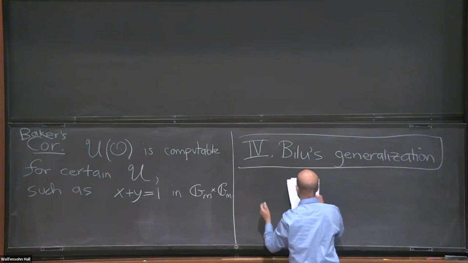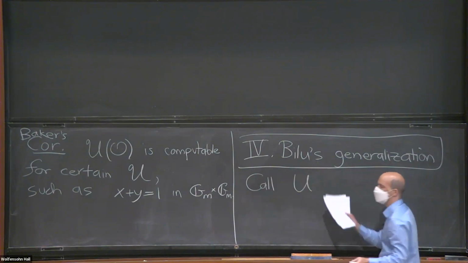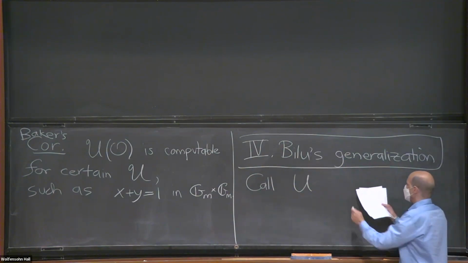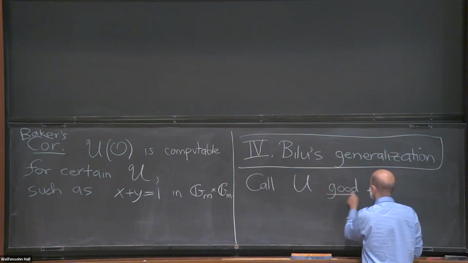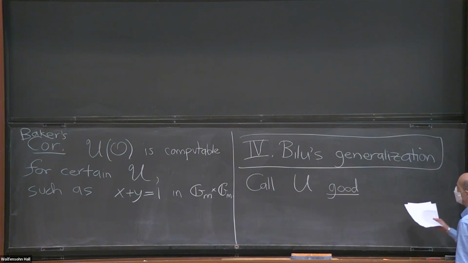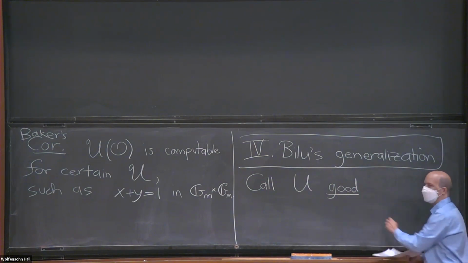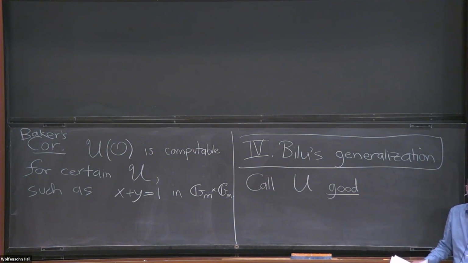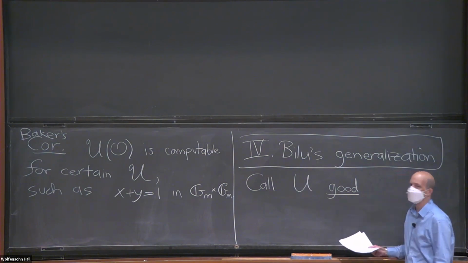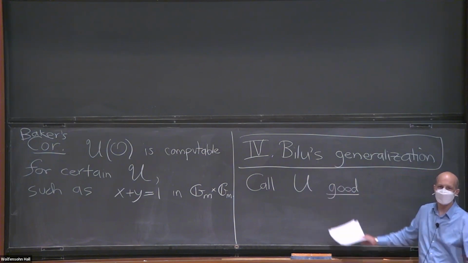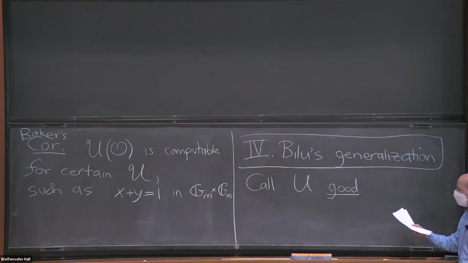I want to introduce a term to describe the curves to which this generalization will apply. So let's call a curve, this is a curve over a number field, or it could even be over the complex numbers, let's call it good. Maybe that's not a very creative name for curves. I was thinking I could call it beautiful curve, but I think I'll stick with good.